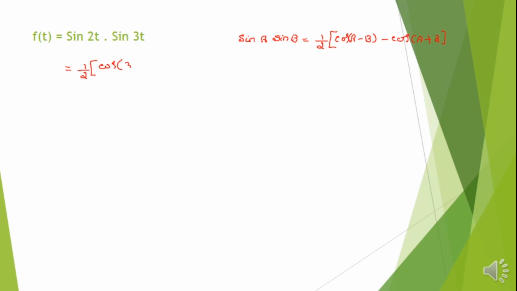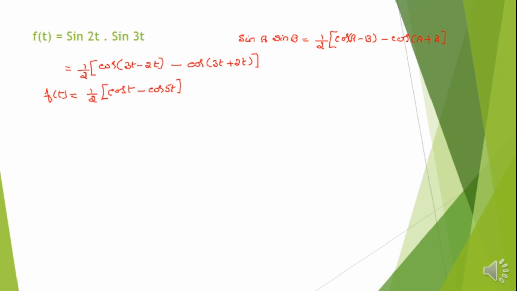cos 3t minus 2t. The larger one I will consider as A, the smaller one as B. So cos A minus B minus cos 3t plus 2t. So it becomes half into cos t minus cos 5t. So now this f of t has changed from a product of trigonometric functions to a sum of trigonometric functions.